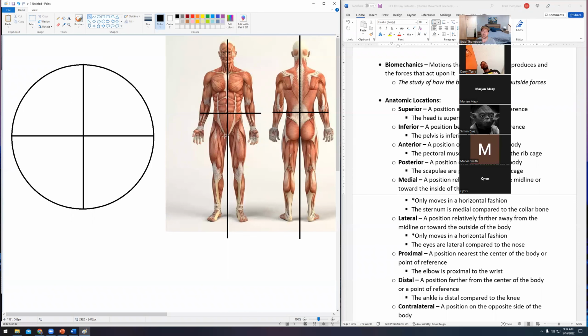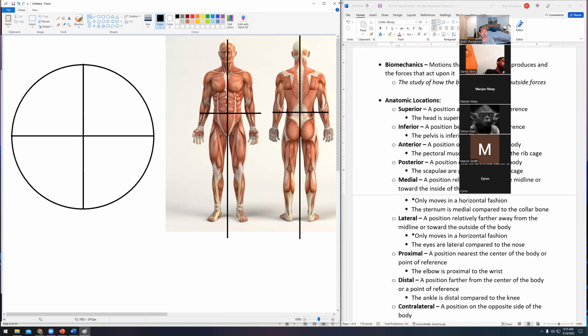So I want you to imagine, you can picture this circle over here with the line going through the center in both directions, right? And really quickly, this definition isn't one of the definitions in your book, but we just need to have a conversation really quickly about the difference between center and middle.